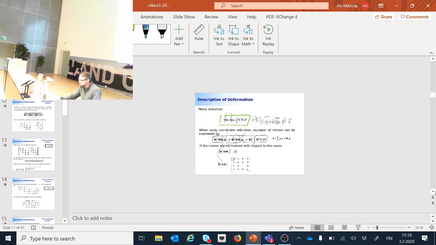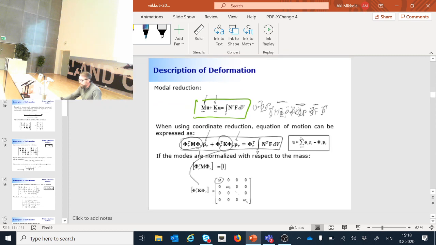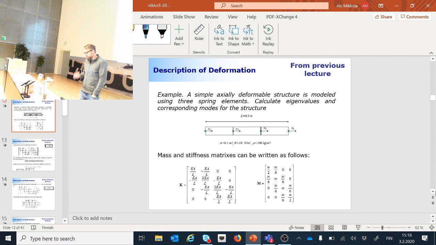Okay. Now, let's look at the details. Let's look at how we can actually carry out this eigenvalue analysis. I have here a very simple structure as an example. This is one of those spring elements of the spring structure that is modeled by using 1, 2, 3 elements. And I'm constructing the mass and stiffness matrix associated with the structure.